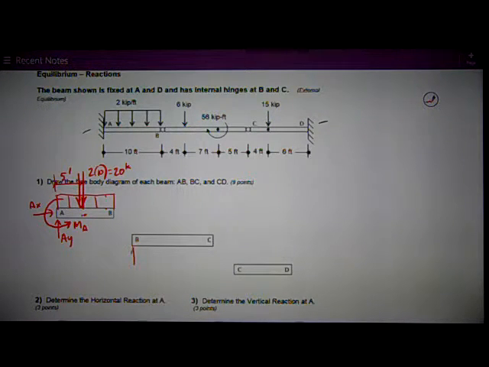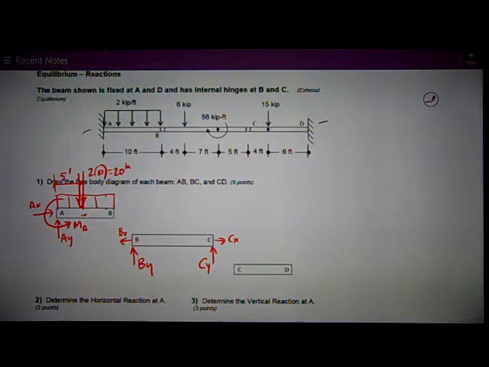BC can just be broken apart, and it's really just a hinge at each end, so it's got a BY and a CY. So I'm going to assume those up on BC. And then it could have, load ends up being 0, it could have a BX and a CX.